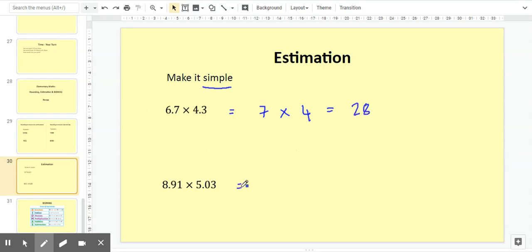On the second one, 8.91, we'll just call that 9, times by 5.03, just round that to 5. So we could just say that was 45. This is very useful if you're checking your work.